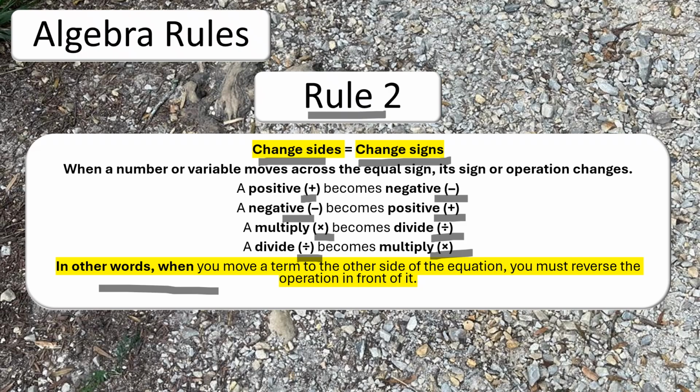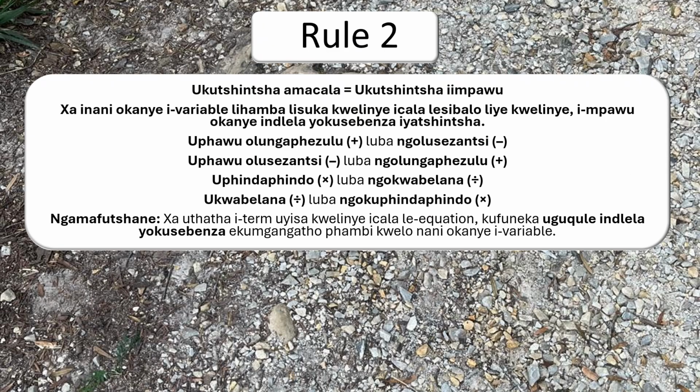In other words, when you move a term to the other side of the equation, you must reverse the operation in front of it. You could say, instead of reverse, you must put the opposite sign in front of the term if the term crosses the equal sign. A plus, and the opposite of addition is subtraction. The opposite of multiplication is division. That is rule number 2.